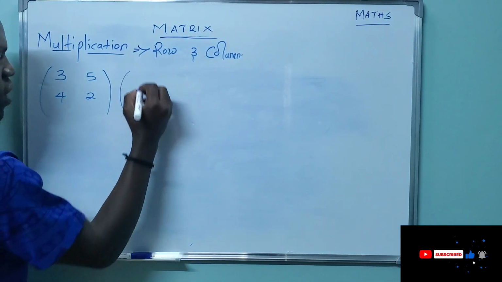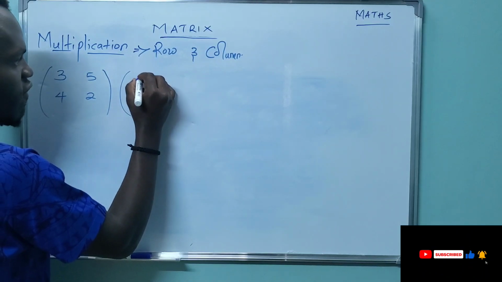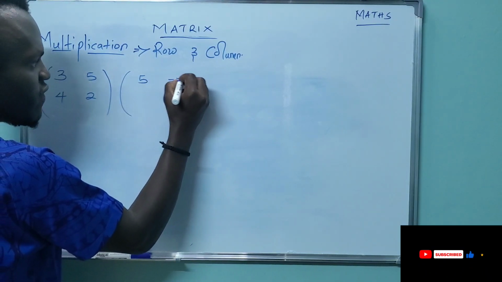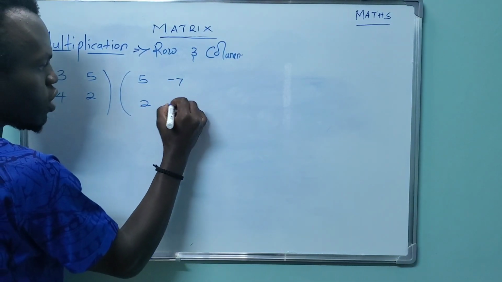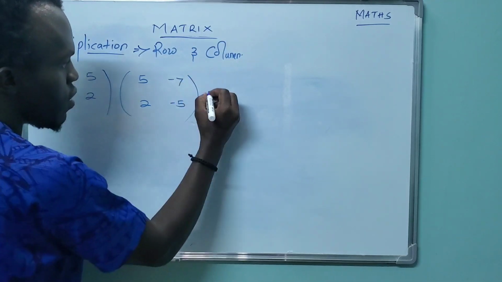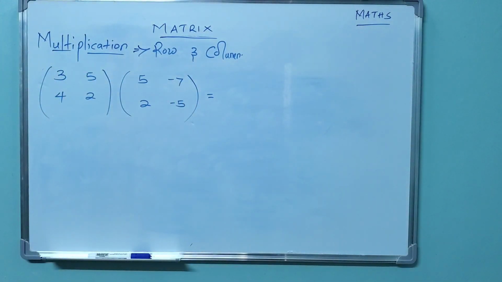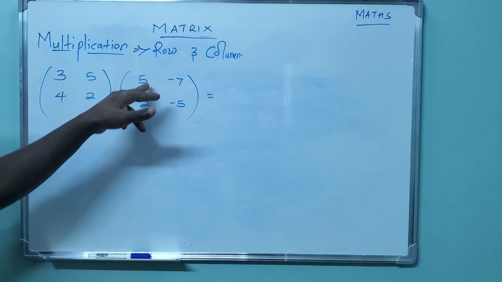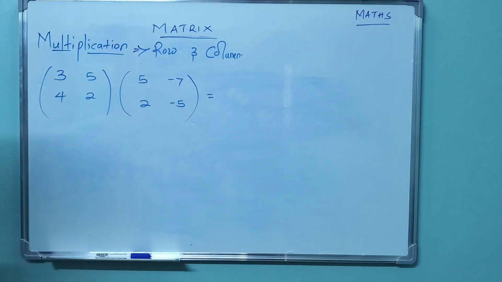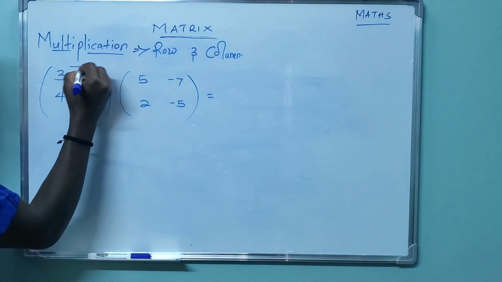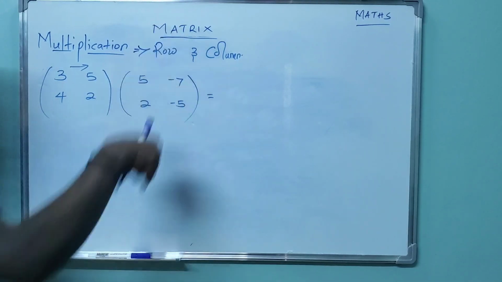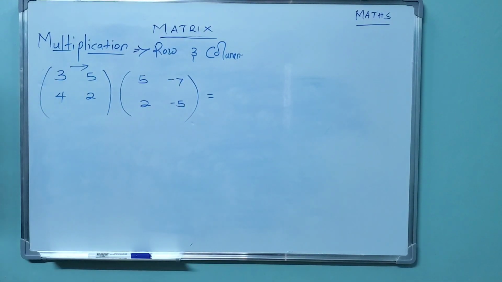You're being told to multiply that matrix with the matrix 5, -7, 2, -5. That kind of matrix. What are we going to have there? Now, I'm going to have here 3 multiplied by 5. Remember, row and column. So the first row, I multiply it with the whole of the first column, and the second column is when I go to the second row, the first column and the second column.